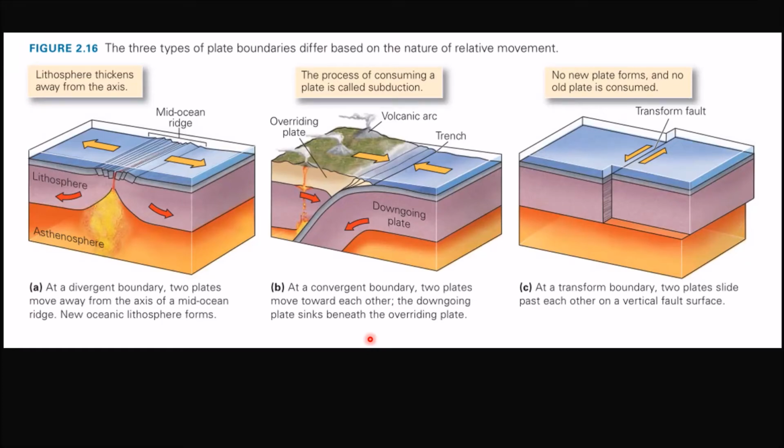All right, so we have three different kinds of plate boundaries, right? What is a boundary? A boundary is kind of the edge of the plate. All right, so take a look at these two plates over here. Over here on the right, we have a plate, and over here on the left, we have another plate.